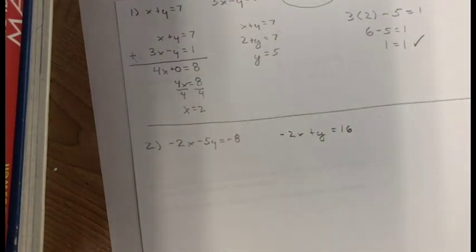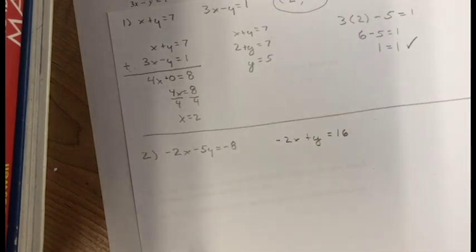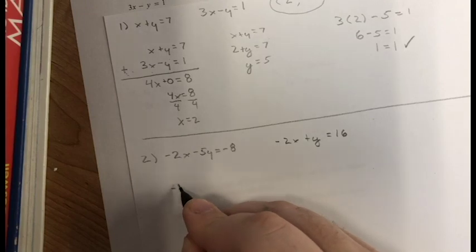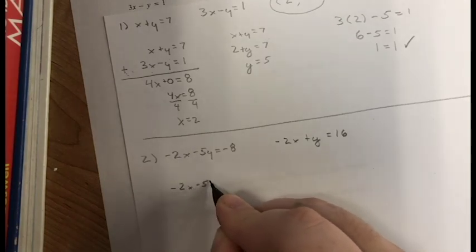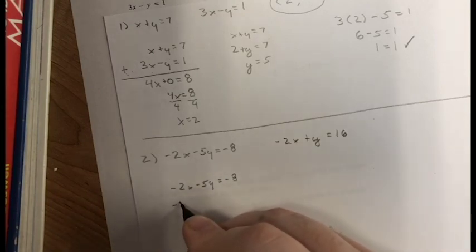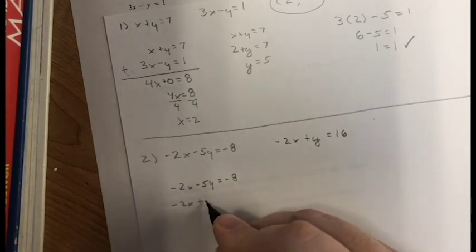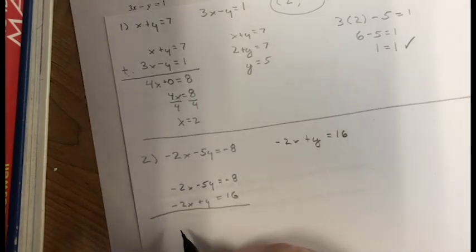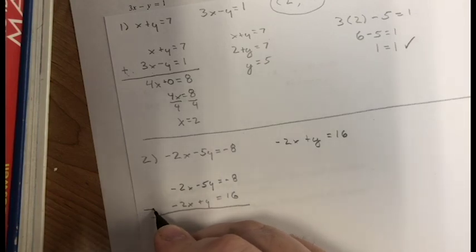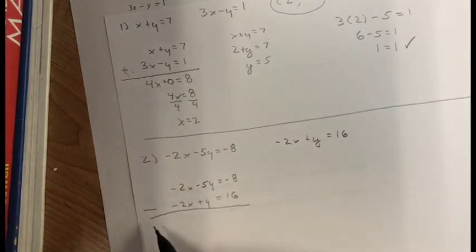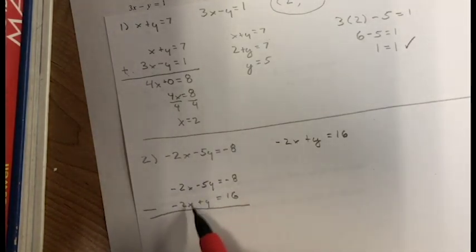Now, that brings me to step 2. It says subtract equations if the coefficients are the same. So I'm going to set it up. Negative 2x minus 5y equals negative 8. And the other equation was negative 2x plus y equals 16. Now, notice what I'm doing here. I am putting a subtraction symbol on the outside. Know how I did that with a plus symbol? It's imperative that I remember that this is a minus on the outside because I'm subtracting this.